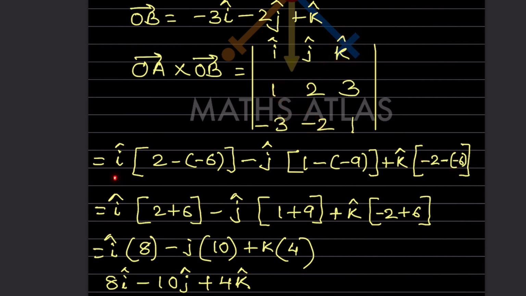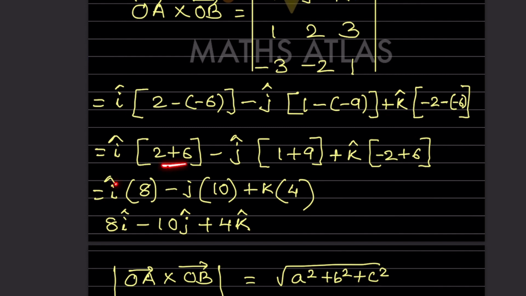So now let us take this i. Here minus minus becomes plus, and the rest is the same. Minus minus becomes plus, so plus 9. This is going to be the same. Minus minus becomes plus. So now what will you write? i, and this will be 8, minus j, this is going to be 10, plus k, and this is going to be minus 2 plus 6, that is 4. So now you multiply: 8i minus 10j plus 4k.